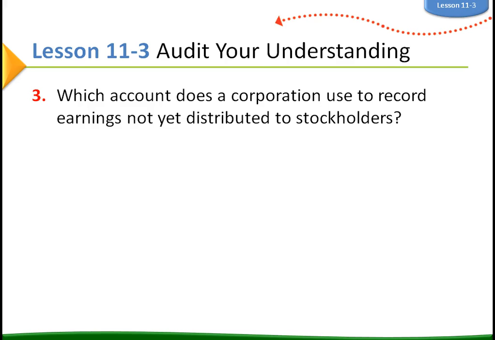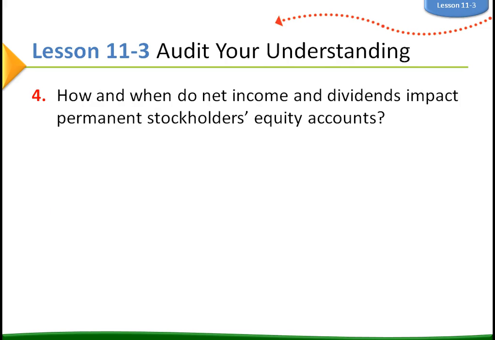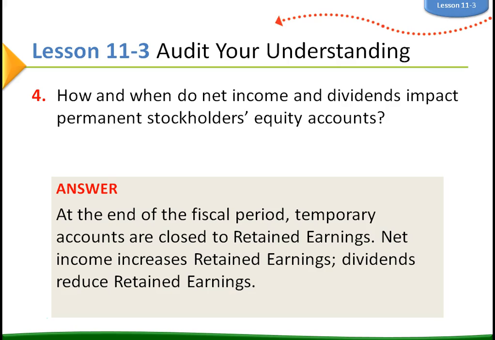Which account does a corporation use to record earnings not yet distributed to stockholders? That would be the retained earnings. So they collect all the money in the retained earnings throughout the period, and then on the payout date, they pay it out. How and when do net income and dividends impact permanent stockholders' equity accounts? At the end of the fiscal period, temporary accounts are closed to retained earnings. Net income increases retained earnings, and dividends reduce retained earnings.